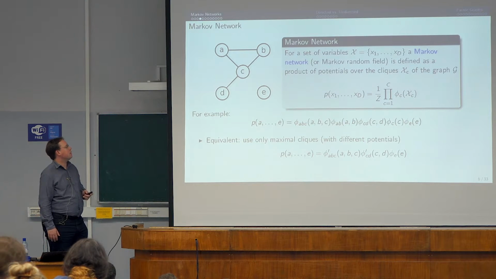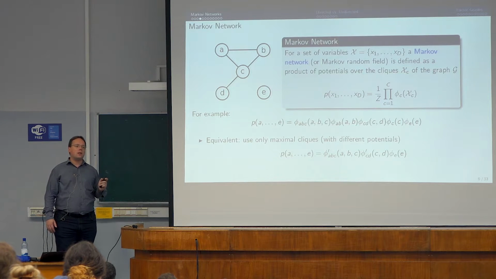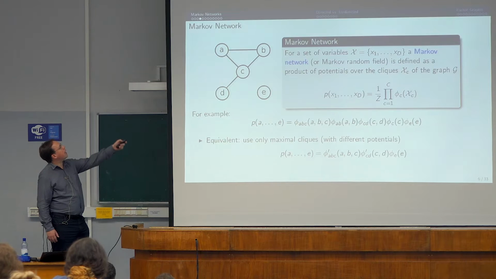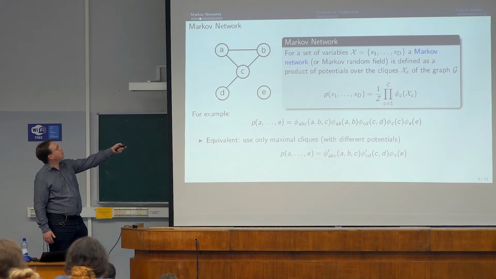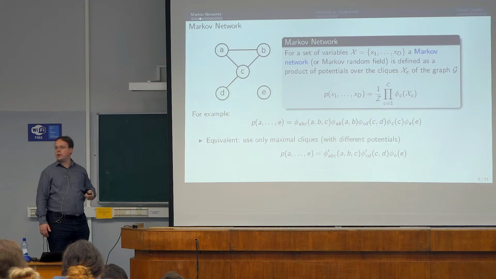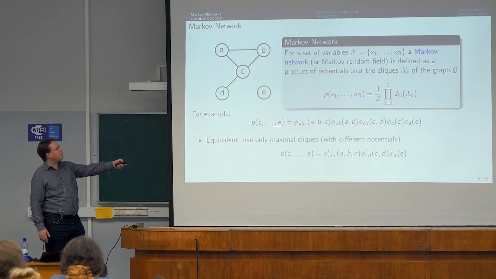In fact, it's equivalent to only use maximal cliques. A maximal clique is a clique that you cannot extend further with additional elements. So A, B together are a clique, but they're not a maximal clique, because if you add C, the result is still a clique. C, D is a maximal clique. There are no other elements like A, B, or E such that when you add a third element, it would still be a clique.